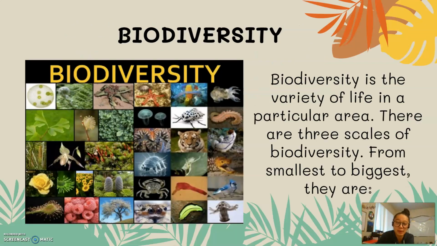Cool. So when we're talking about biodiversity, we're talking about the variety of life in a particular area. Now, we can very easily see if something is diverse, but there are also other ways that we can calculate it and measure it. So that's what we're going to be talking about today. We're going to be going from smallest scale to biggest scale, and we're going to talk about 3 different types of biodiversities and how we measure them.